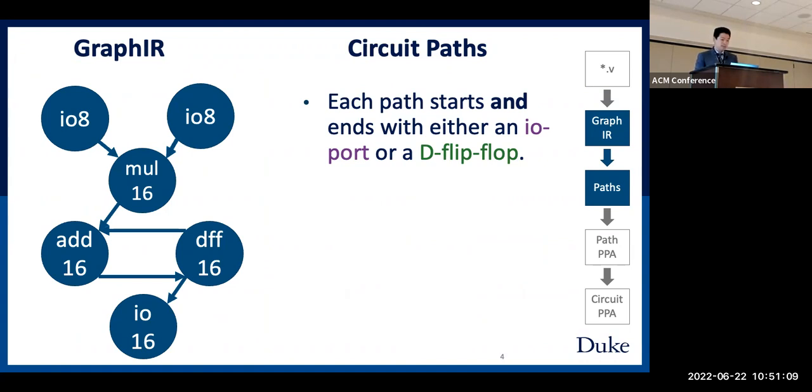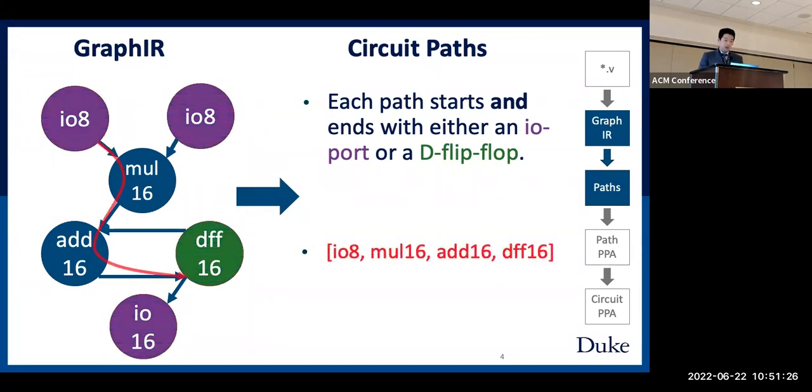We can sample paths. We have one restriction for how we do this path sampling, though: all paths need to begin and end with either an I/O port or a D flip-flop. So in this example, we can have 3 paths being sampled. The first one, marked in red, originates at the top left 8-bit I/O port and ends at the 16-bit D flip-flop. We record the sequence of the vertices along this path.